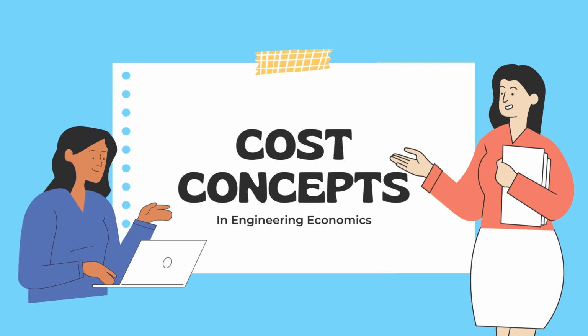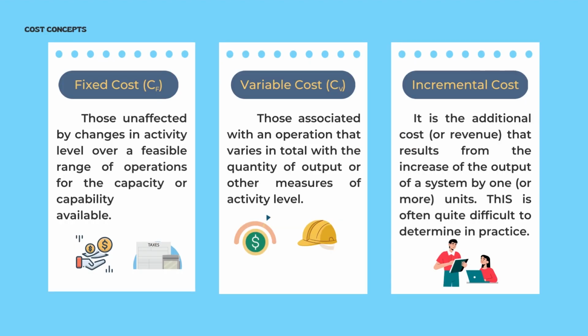Next is the cost concepts in engineering economics. First, we have the fixed cost or CF. The fixed costs are those unaffected by changes in activity level over a feasible range of operations for the capacity or capability available. Examples include insurance and tax on facilities, general management and administrative salaries, license fees, and interest cost on borrowed capital.